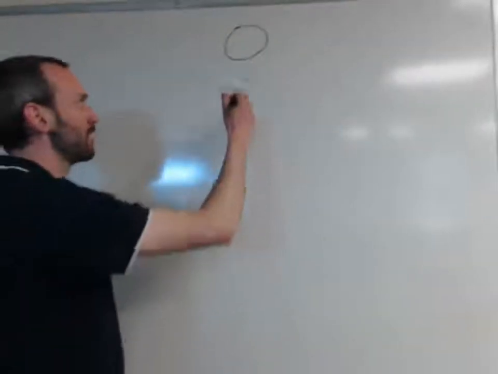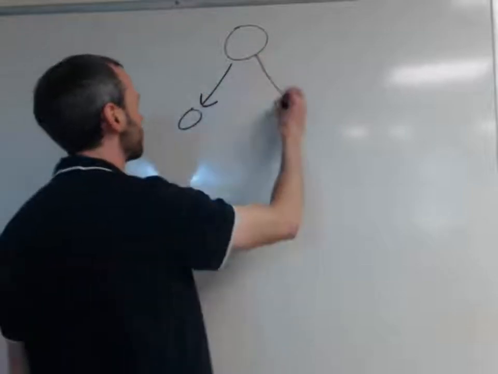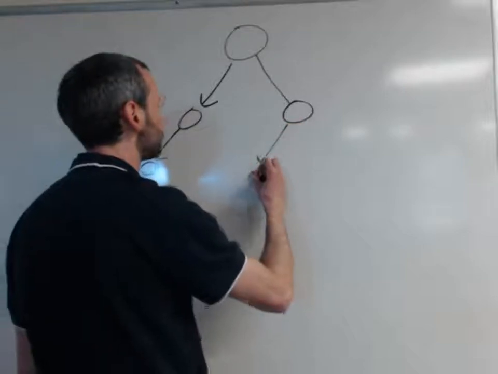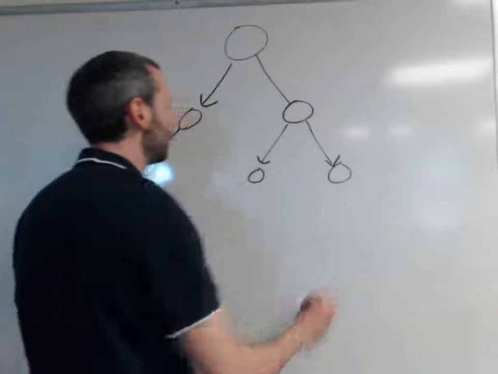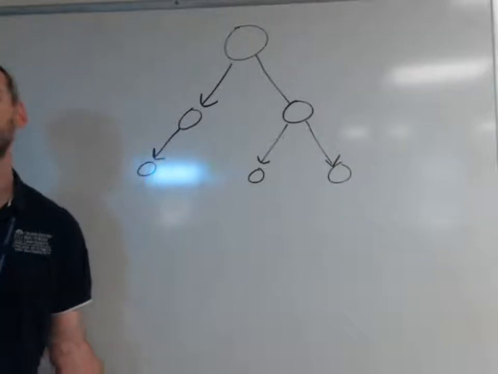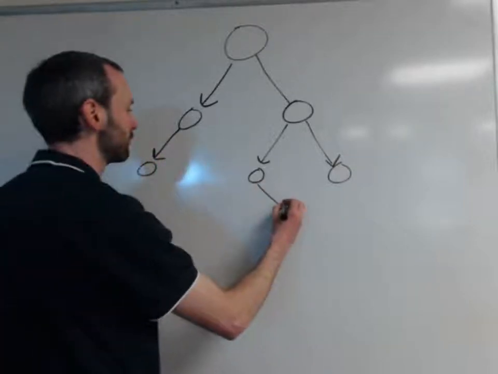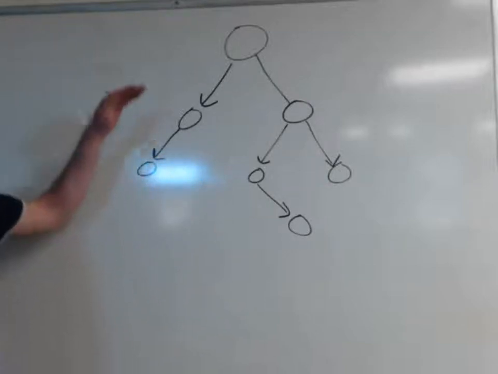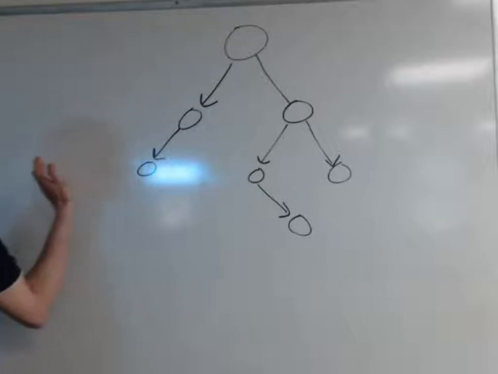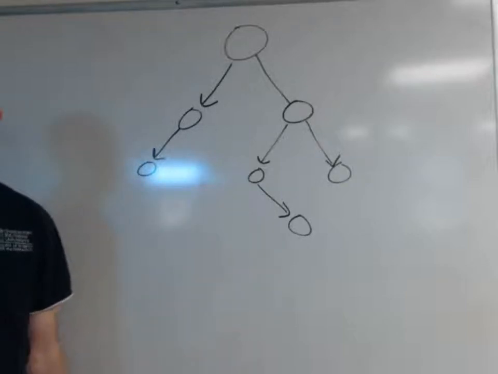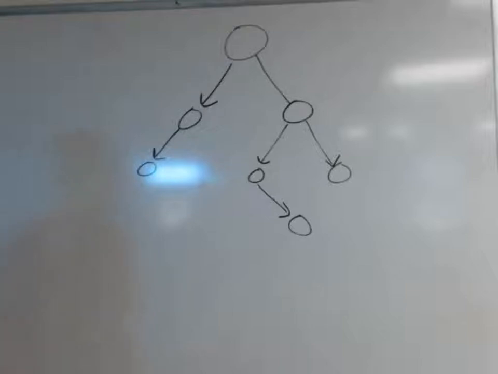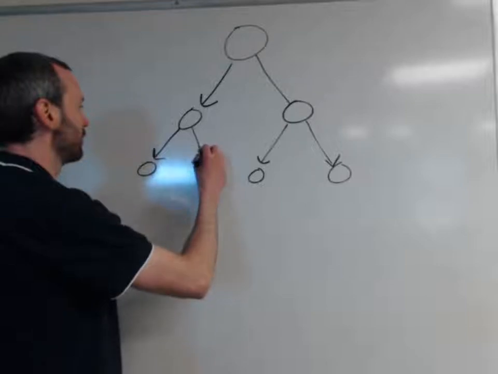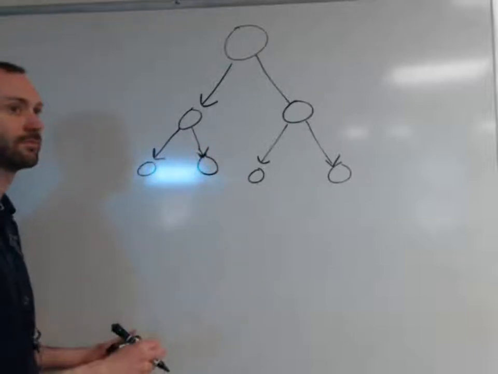I'm just going to draw circles. We don't care about numbers right now. That's balanced. That's not balanced because it needs to fill this in. Basically, if you're looking at it pictorially, each horizontal row is completely filled except the last one. So if we move that node up here, now it's balanced.